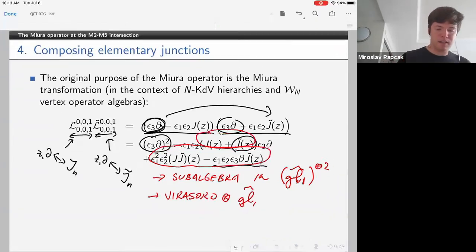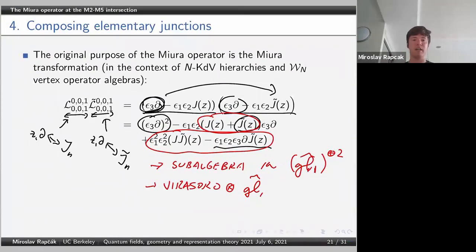You can do the very same construction for arbitrary n and recover these more general Wn algebras generalizing the Virasoro algebra. And this is actually, at least for me, probably the simplest construction of Wn algebras, and also one of the original purposes of the Miura transformation.